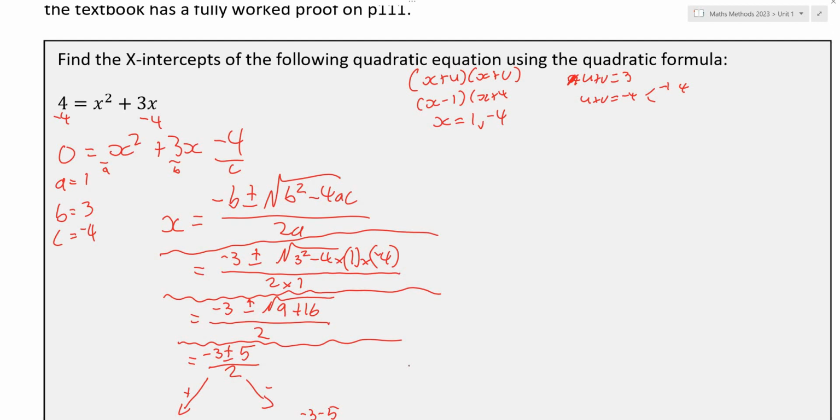9 plus 16 is 25, and the square root of 25 is either positive 5 or negative 5. In maths, because we're lazy, instead of writing 2 separate answers, if they're just opposite, we just say plus or minus 5, which is where we get to this step here. My x value is equal to negative 3 plus or minus 5 divided by 2.